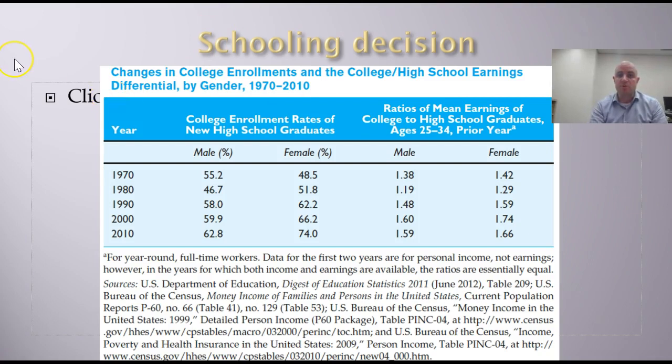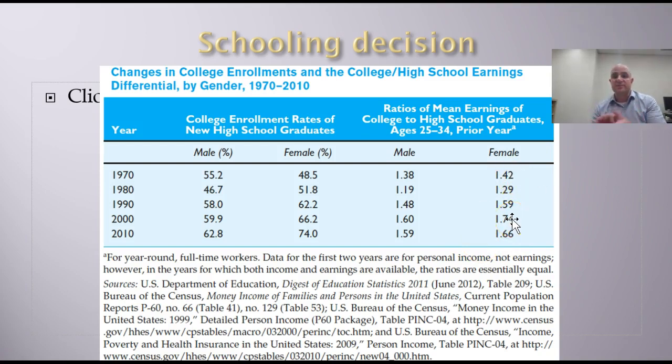And so this shows changes in college enrollments and college and high school earnings, with differences by gender. You can see the ratio of mean earnings of college to high school graduates. This shows that for males in 1970, college graduates within that age group made 38% more, whereas females made 42% more. And you can see that for the most part it's gone up, although it dipped in 2010 because of the recession. But there's been a general trend.